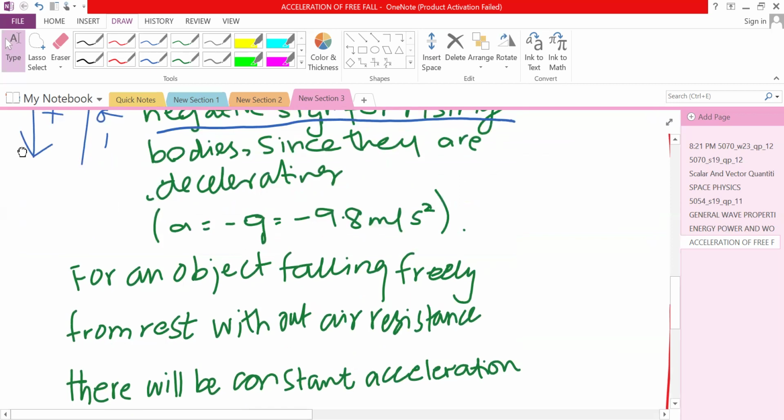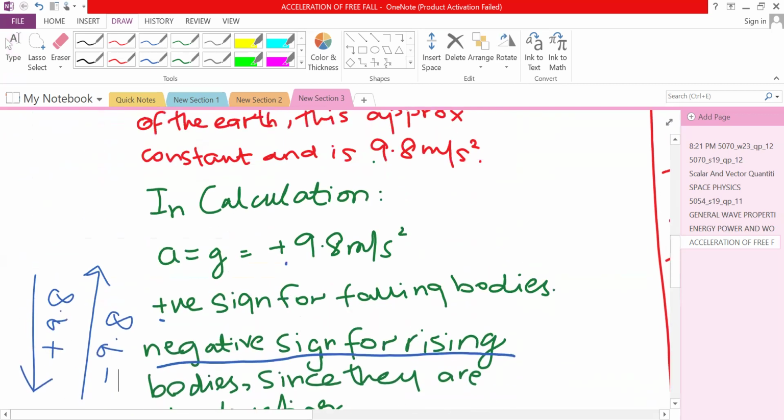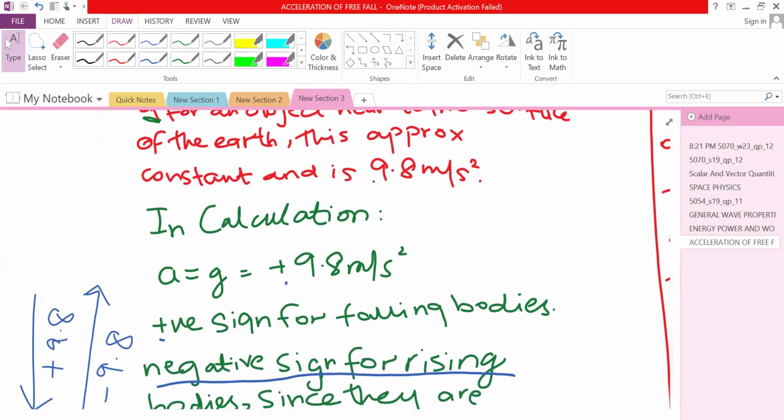So the acceleration value is constant and won't change. And the value is 9.8 meter per second square. I hope you understood acceleration of free fall.